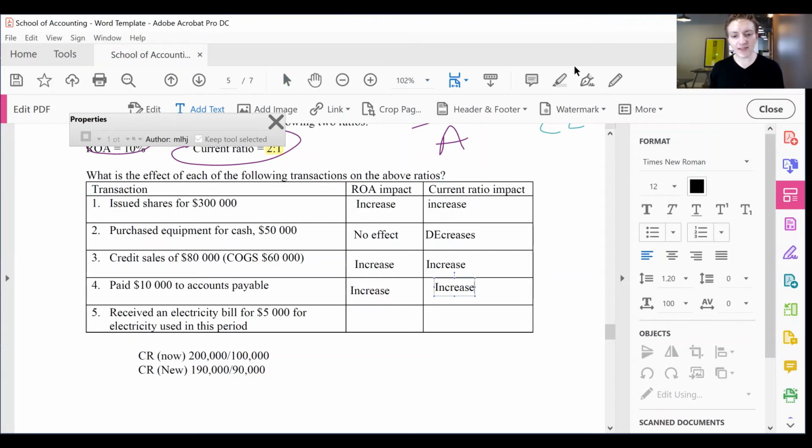Now, just think about this in another way. So we think about this purely algebraically. When you've got your algebra here, you effectively have x, and in this case, x over y for our current ratio.